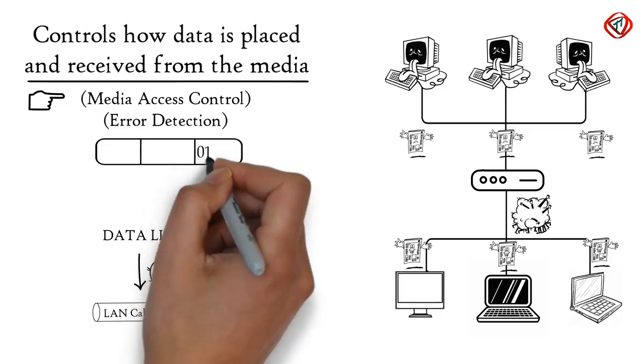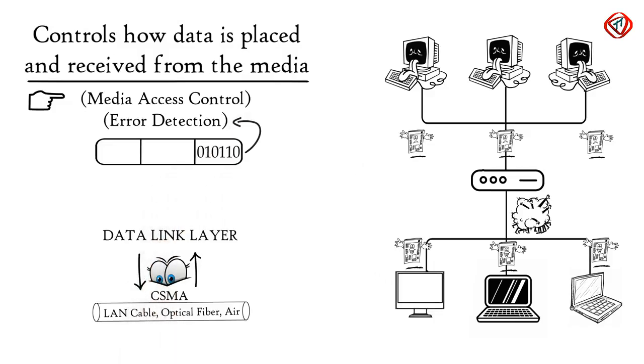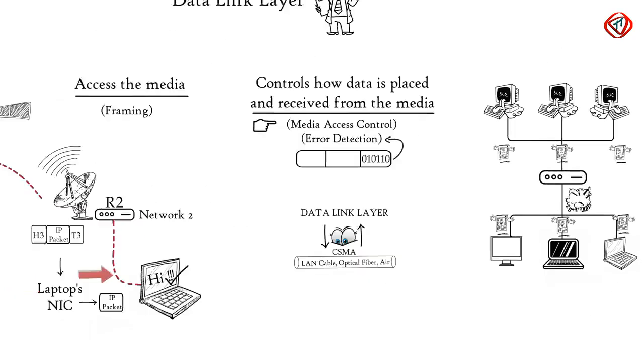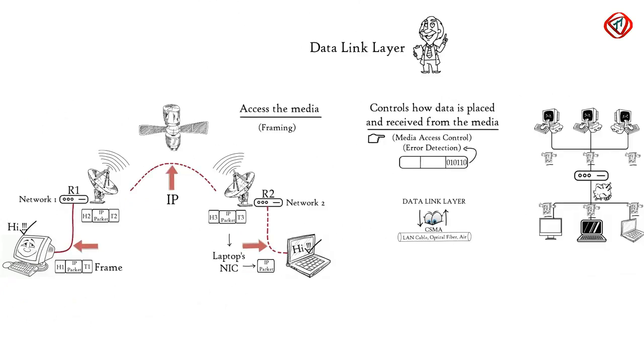Tail of each frame contains bits which are used to detect errors in the received frame. Errors occur due to certain limitations of the media used for transmitting data.